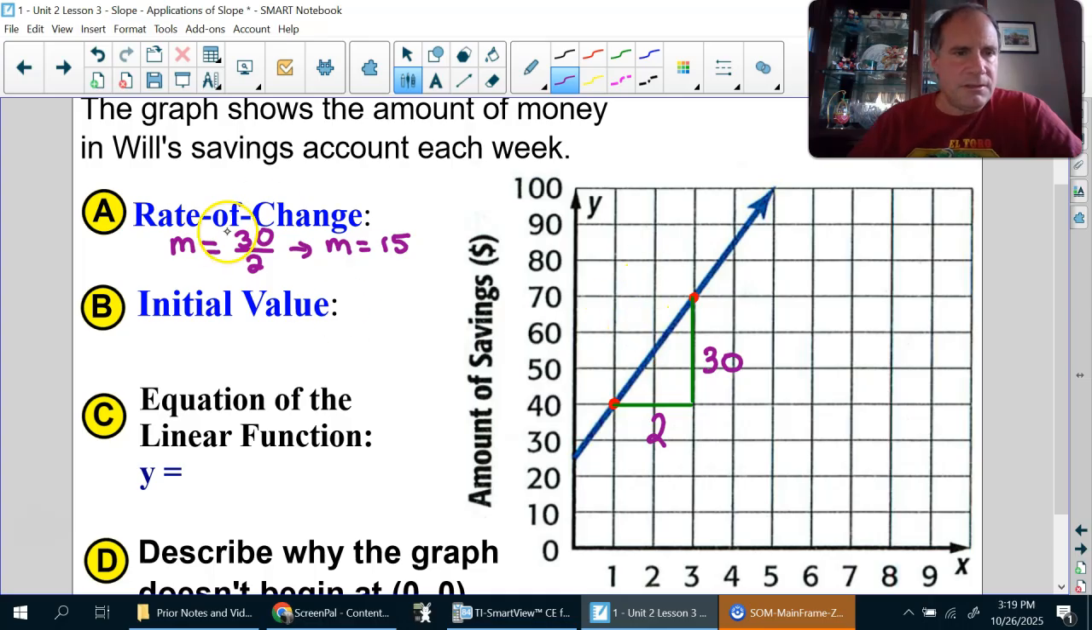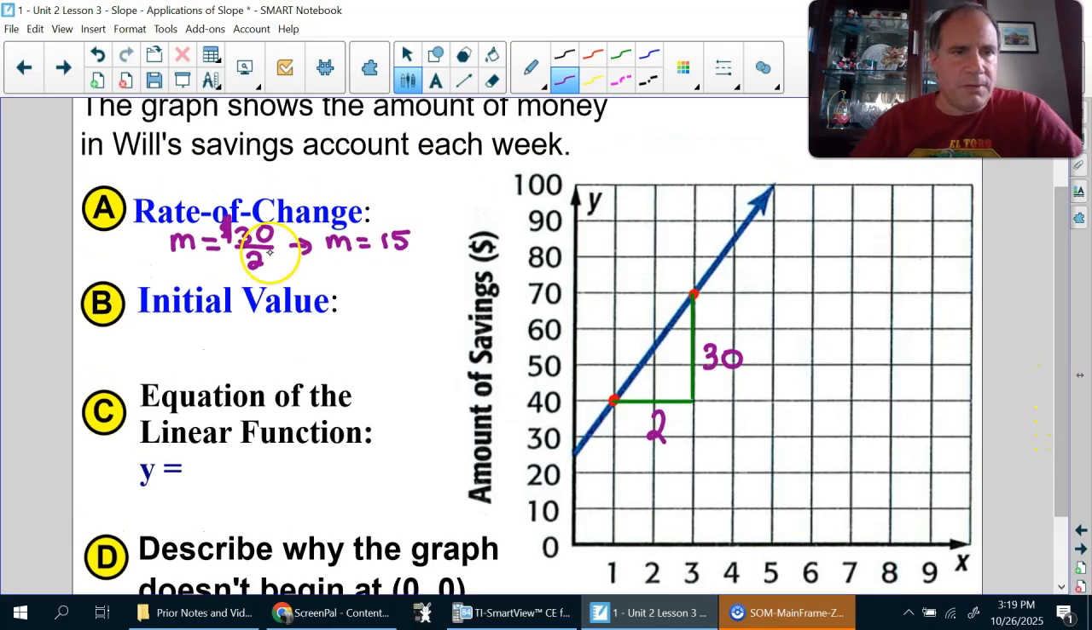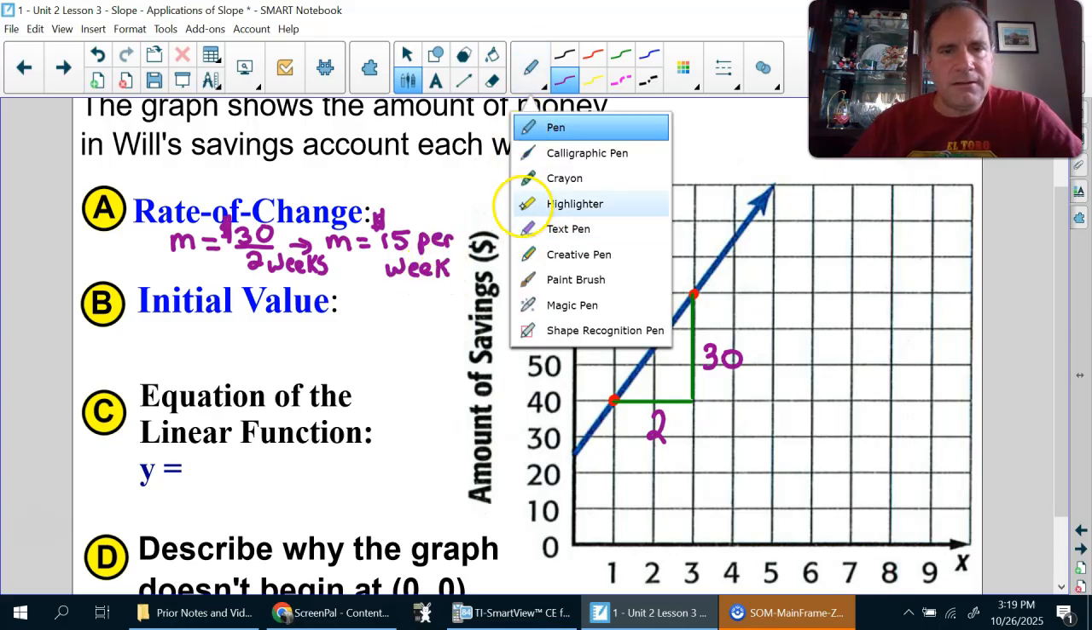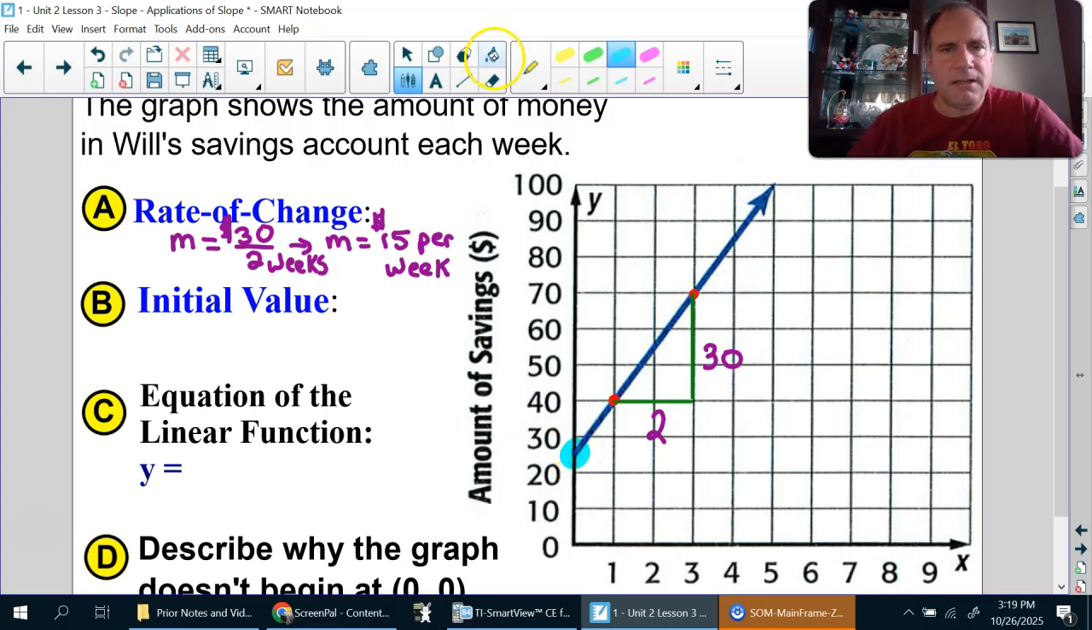And that equals m equals 15. And remember, these are dollars. And let me just see, no, it's over weeks. So $30 in 2 weeks, and $15 per week. The initial value is easy to see. The initial value here is the y-intercept. The y-intercept is 25. So we're going to put this together in y equals mx plus b as y = 15x + 25.